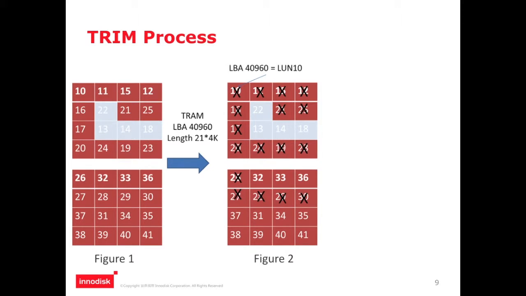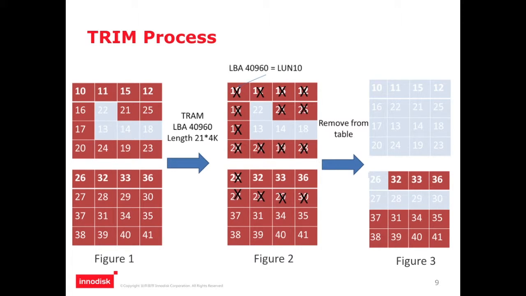On this slide, we can see in detail how the trim process works. LUN stands for logical unit number. 1 LUN equals 4K. In Figure 1, LUN with data are colored in red. In Figure 2, the SSD receives trim command length 21, so LUN 10 to LUN 30 are marked as invalid data. In Figure 3, the invalid data are removed from the firmware table.